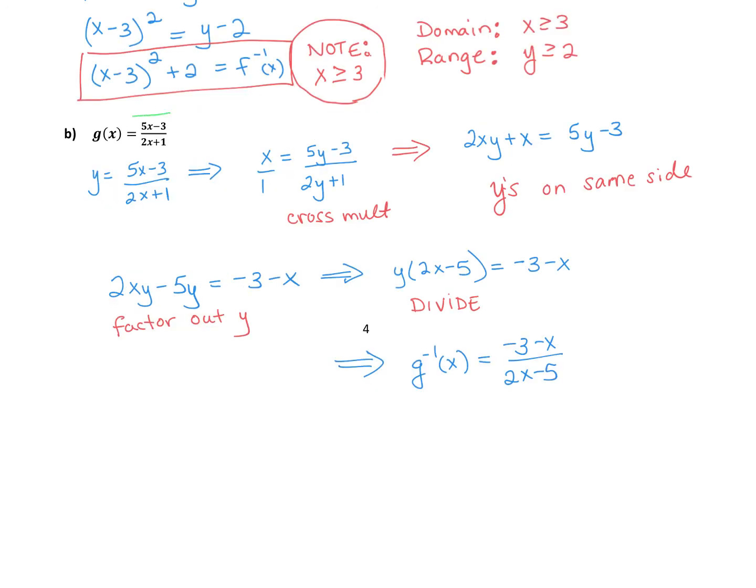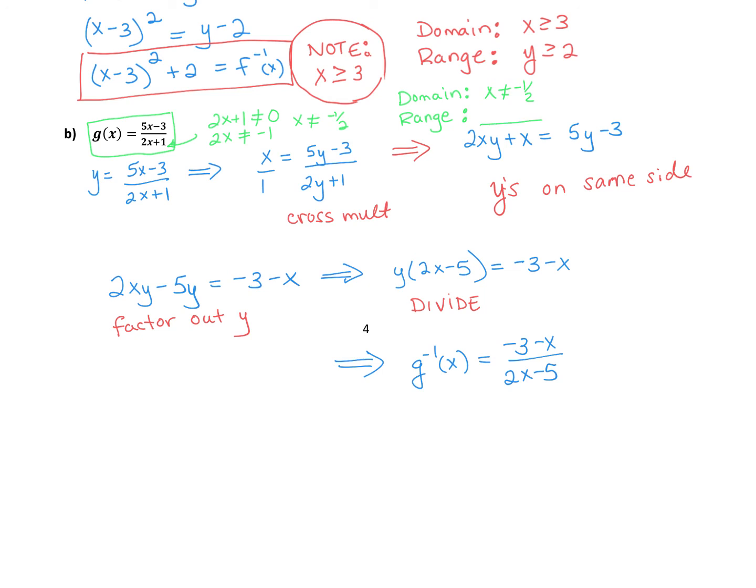Okay, so if we look at our original function g of x, you should notice that because we have 2x plus 1 in the denominator, that cannot be 0. So 2x cannot be negative 1, or x cannot be negative 1/2. So for our original function g of x, the domain is x cannot equal negative 1/2. And the range, unless we graph it, might not be as obvious. So we're going to leave that for now.